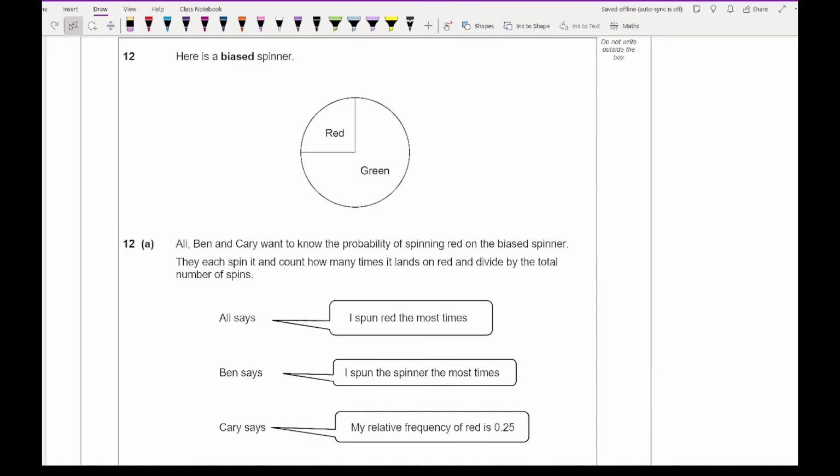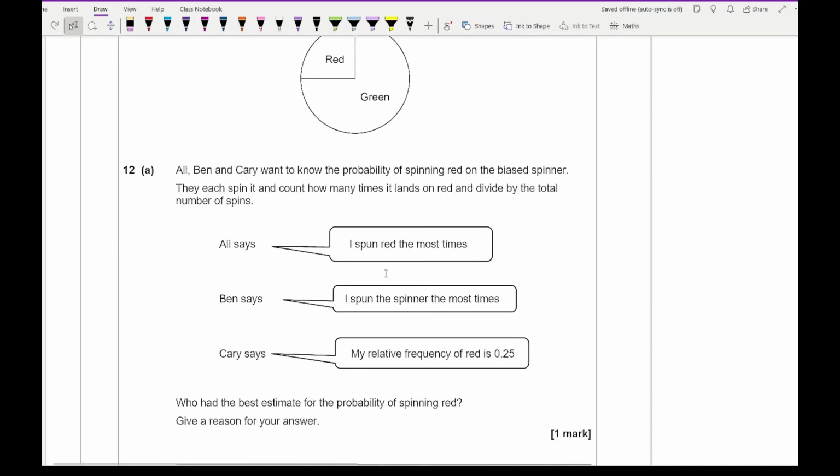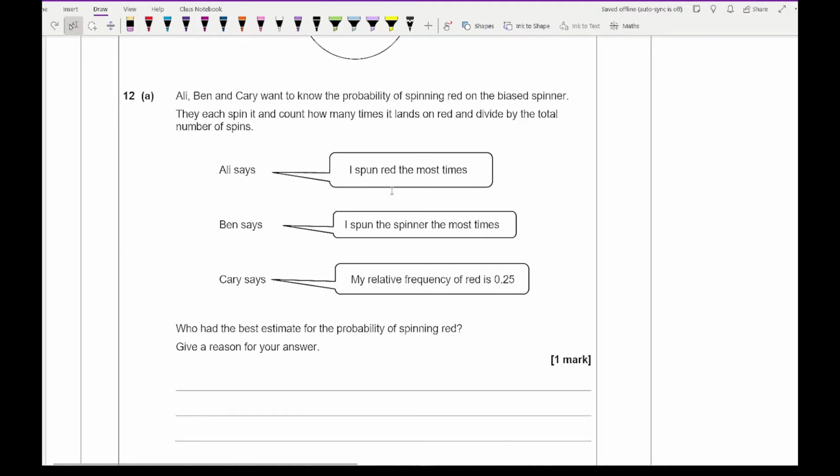Then moving on to question 12, it says, here is a bias spinner. In 12a it says, Ali, Ben and Carrie want to know the probability of spinning red on this bias spinner. They each spin it and count how many times it lands on red and divide it by the total number of spins. Ali says that I spun the red the most times. Ben says that I spun the spinner the most times. And Carrie says my relative frequency of red is 0.25. Who had the best estimate for the probability of spinning red? And give your answer why.